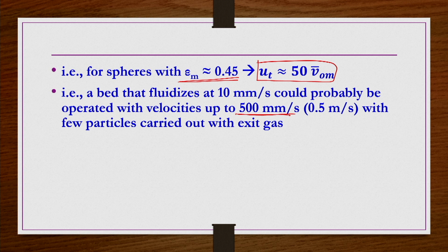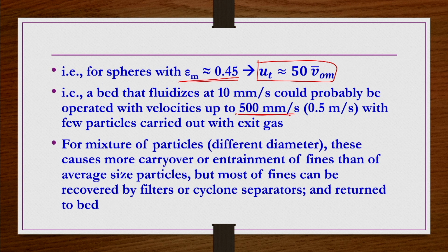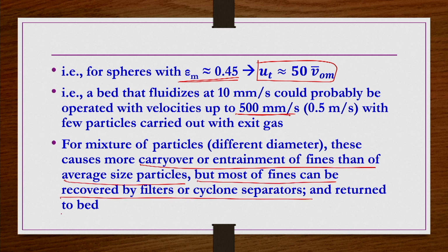with the exit gas. Okay. For a mixture of particles of different diameters, this causes more carryover or entrainment of fines than of average size particles in general, but most of the fines can be recovered by filters or cyclone separators and returned to the bed. If you have single shape particles, that is fine, but if you have a mixture of different types of particles, then some particles having smaller size, depending on their shapes, may be easily carried over under these velocities you are operating based on the spherical particle calculations, right. However, they can be collected and then circulated back to the bed.